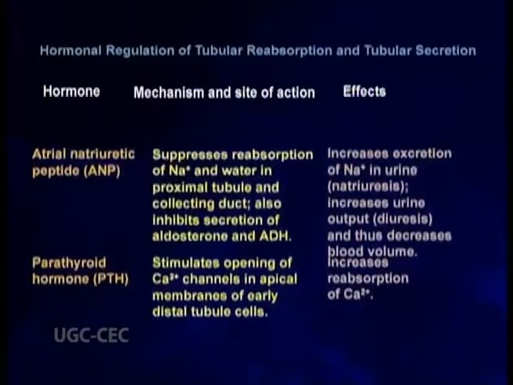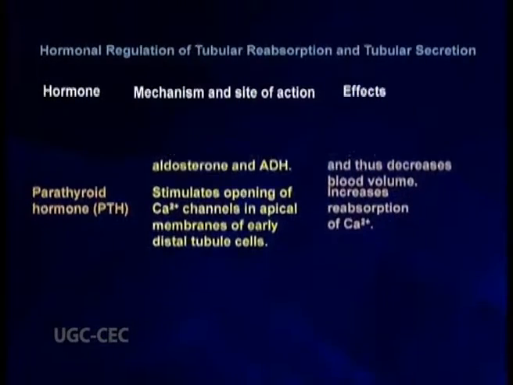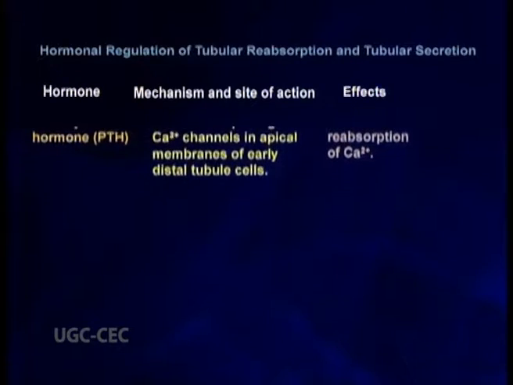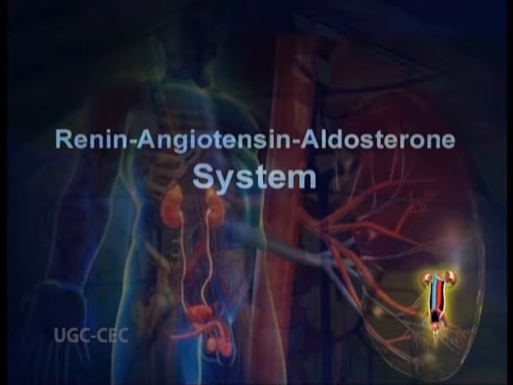Now, we will learn the mechanisms of action and effects of all hormones in detail. The Renin-Angiotensin-Aldosterone system. When volume and pressure of blood decreases, the walls of afferent arterioles are stretched less and juxtaglomerular cells secrete the enzyme renin into the blood. Sympathetic stimulation also directly stimulates release of renin from juxtaglomerular cells.